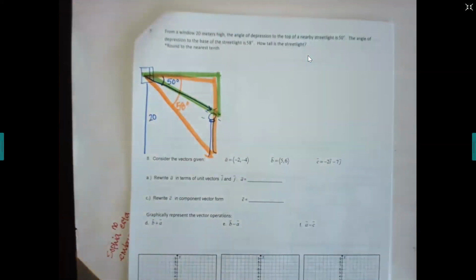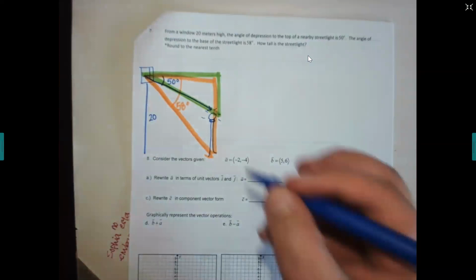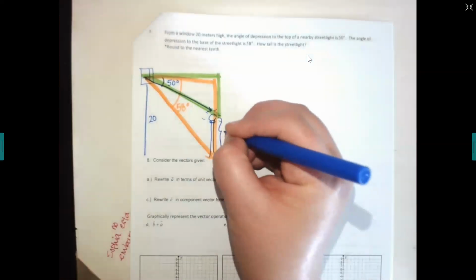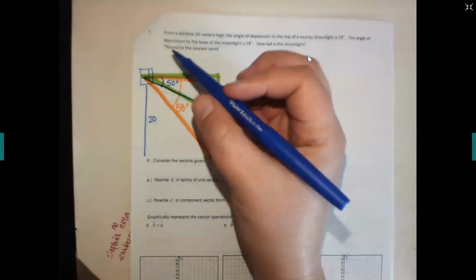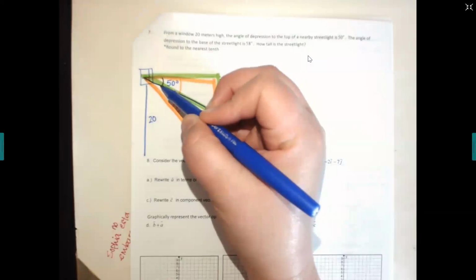And so then if they're asking me how tall the street light is, then I mainly just care about that. Yeah. So that's going to be my final answer, but we're going to have to find it. So let's start off with, we know that these are SOHCAHTOA problems. So we know that this is 50 degrees.